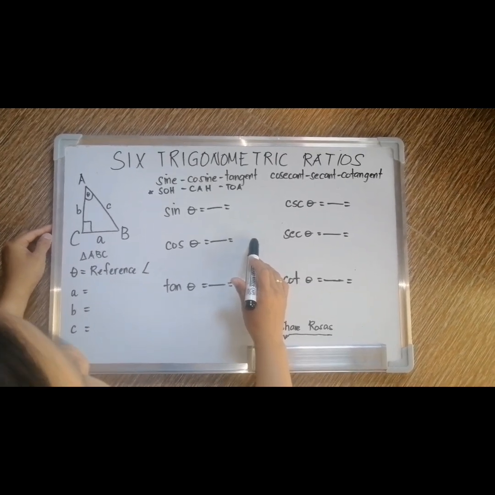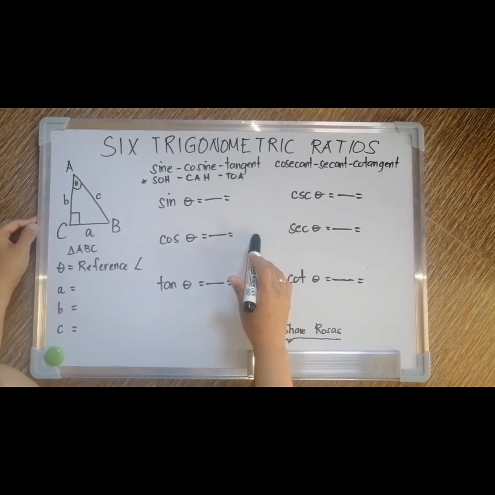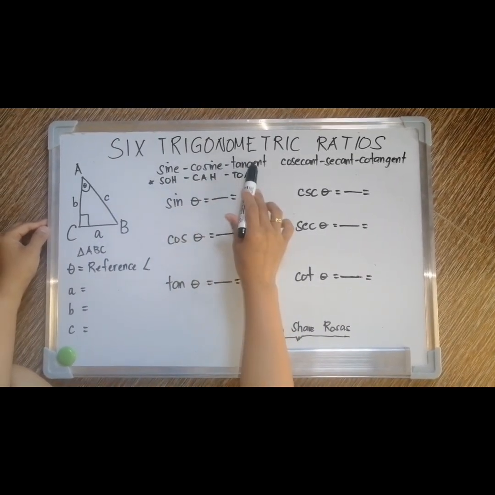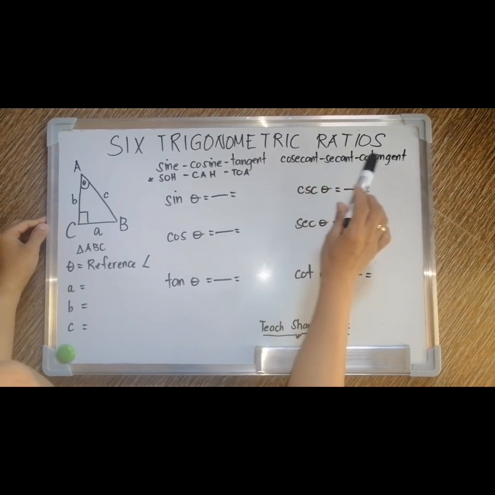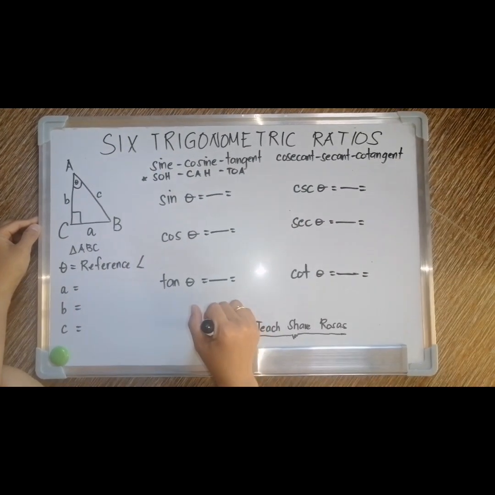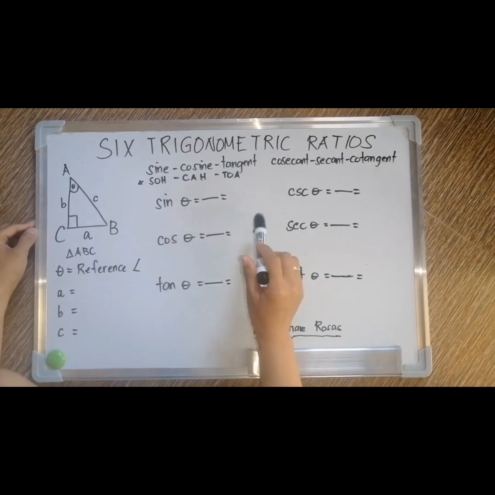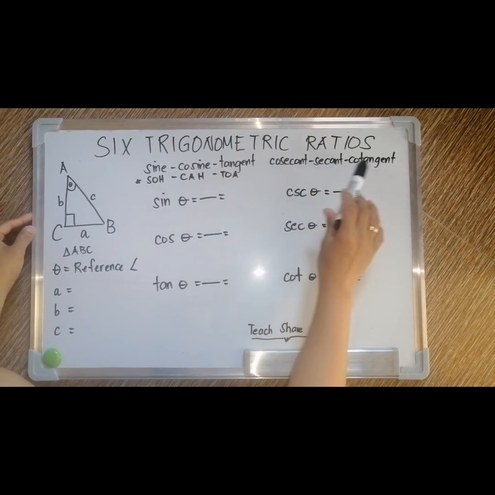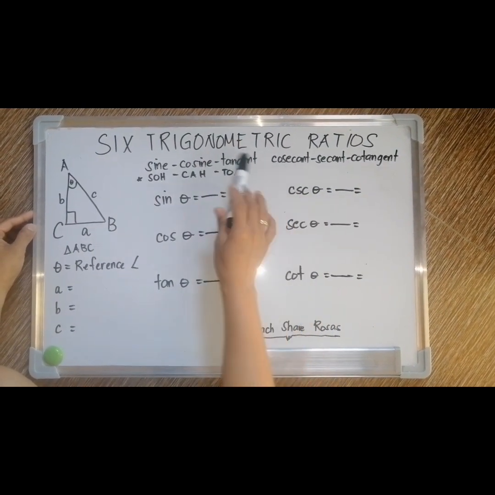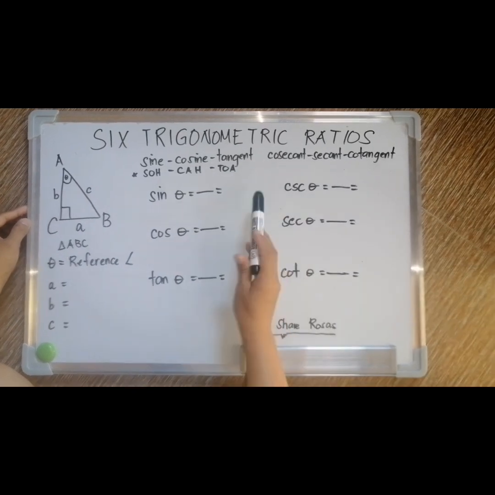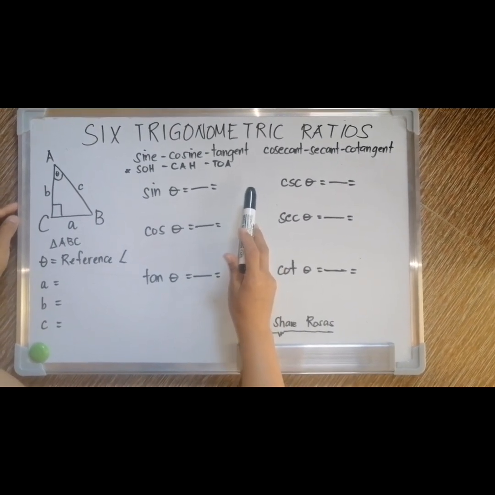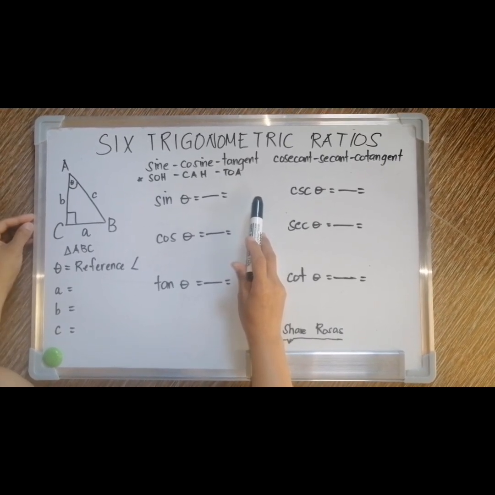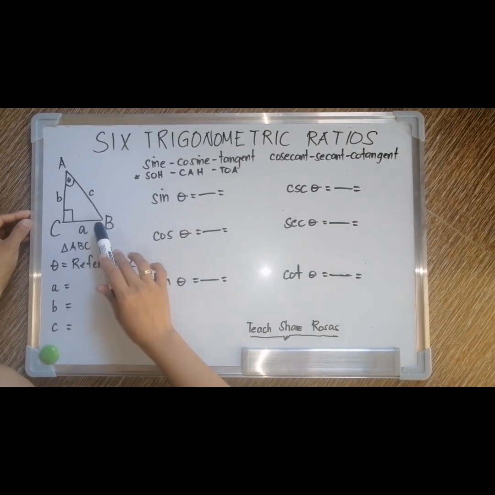Again, this is Teacher Rosas, and now we will be learning about the 6 trigonometric ratios. And these are sine, cosine, tangent, cosecant, secant, and cotangent. Now remember that the sine, cosine, and tangent are our primary ratios. And these cosecant, secant, cotangent are reciprocal ratios of these primary ratios respectively. Now, in trigonometric ratios, we are focusing on the right triangles.